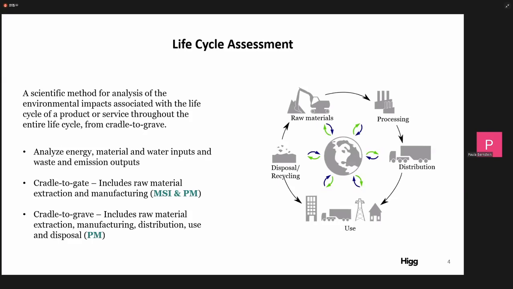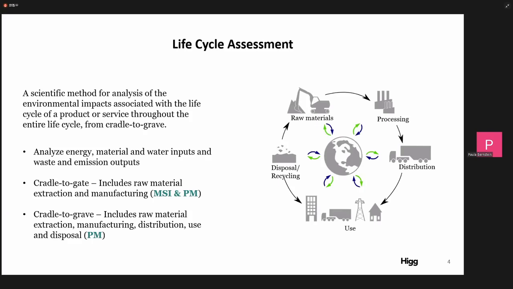LCA is a scientific method used to analyze environmental impacts of a product throughout its life cycle. This is a pretty classic visual representation of LCA with the life cycle stages of a product. The arrows here represent inputs from nature to the process, and then all of the outputs: emissions, wastewater, and waste emissions to the earth.